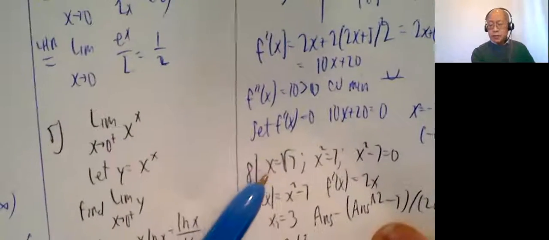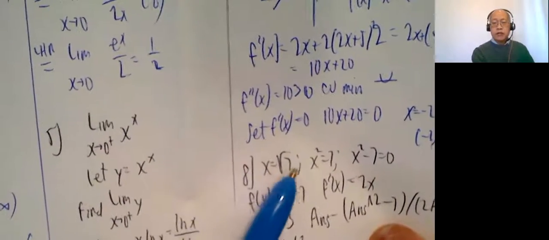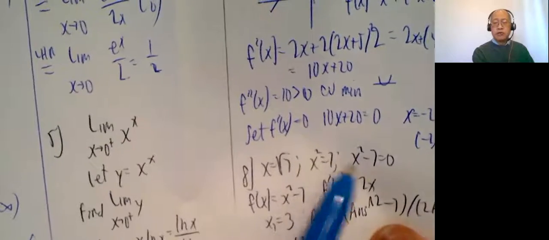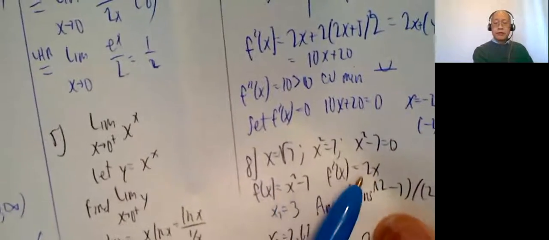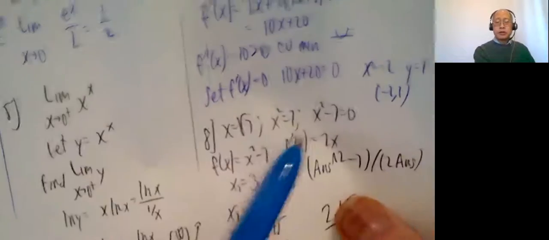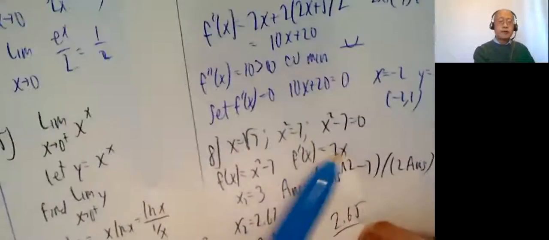Finally, number 8, x equals radical 7. X squared is 7. So f of x is x squared minus 7. X squared minus 7 equals 0. The derivative is 2x. Okay, so assuming you have a calculator that has the answer button, if you don't have the answer button, you can still do it the long way.